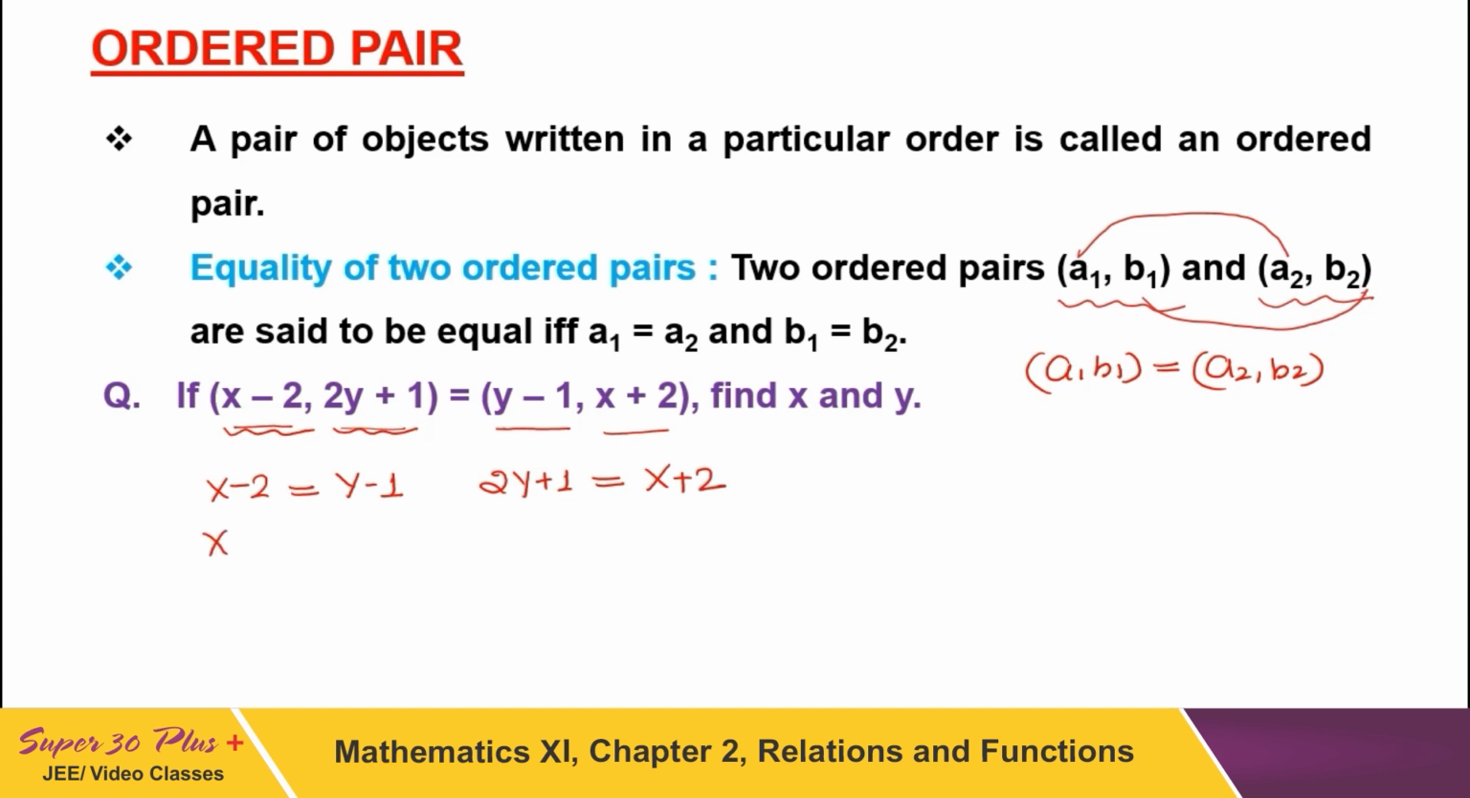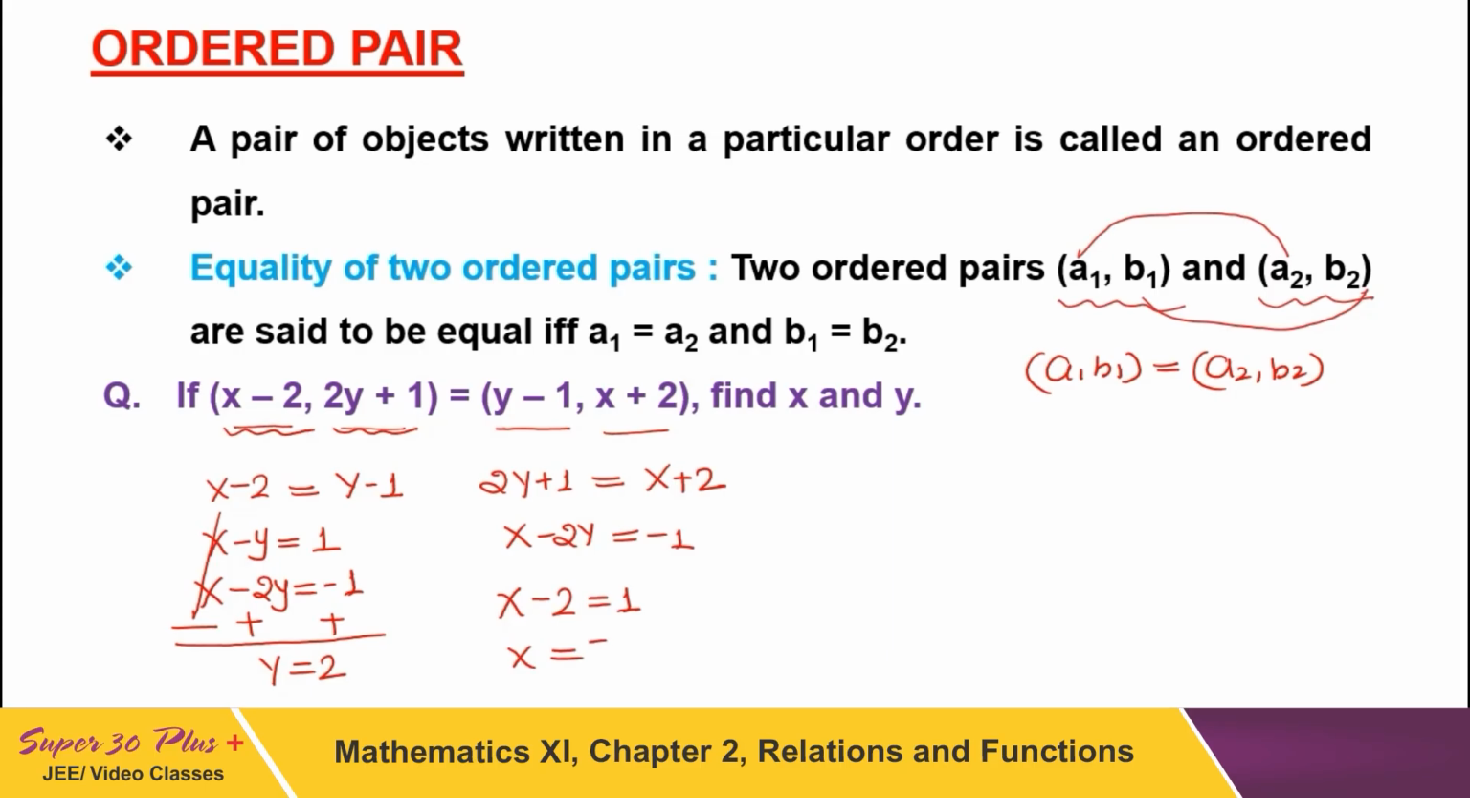Now simplify it. x minus y equals 1 and x minus 2y equals minus 1. Now solve them simultaneously. Here x minus 2y equals minus 1. Now subtract. The x terms cancel out. Here y equals 2. Now put the value of y in the above equation. You can see x minus 2 equals 1, so the value of x is 3. So x equals 3 and y equals 2.